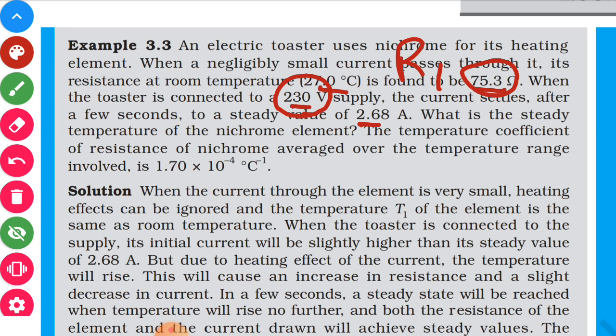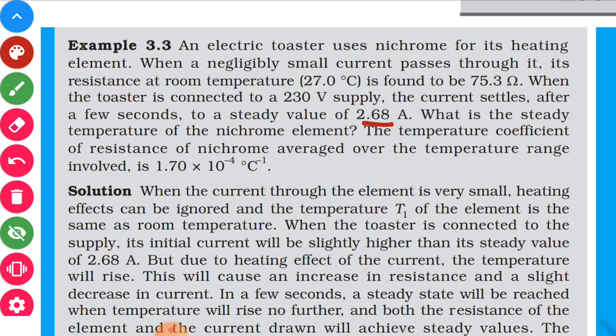Okay, then try to understand, as current passes, heat will be generated and the resistance will change, and that resistance when current is passing through the nichrome wire can be found using Ohm's law. By using Ohm's law, say that resistance is R2, that is V upon I. So V is 230 divided by 2.68 will give you the resistance when the current is passing through it. Okay. Now we want to find out what is the steady temperature when this much current is passing through it.